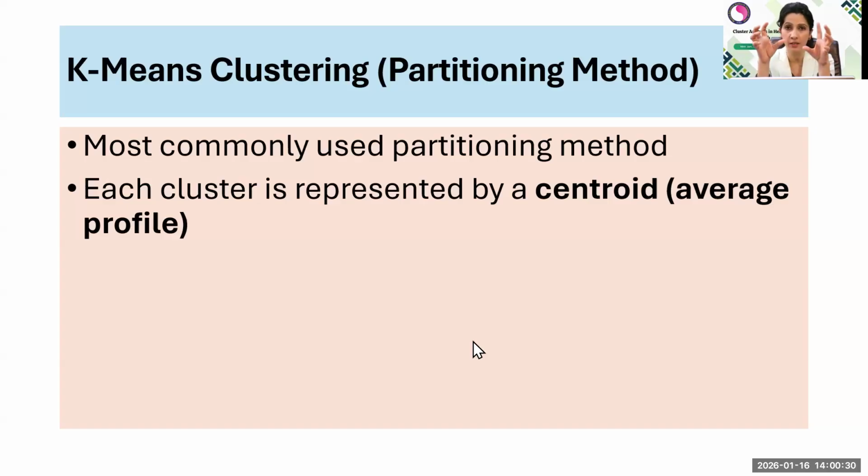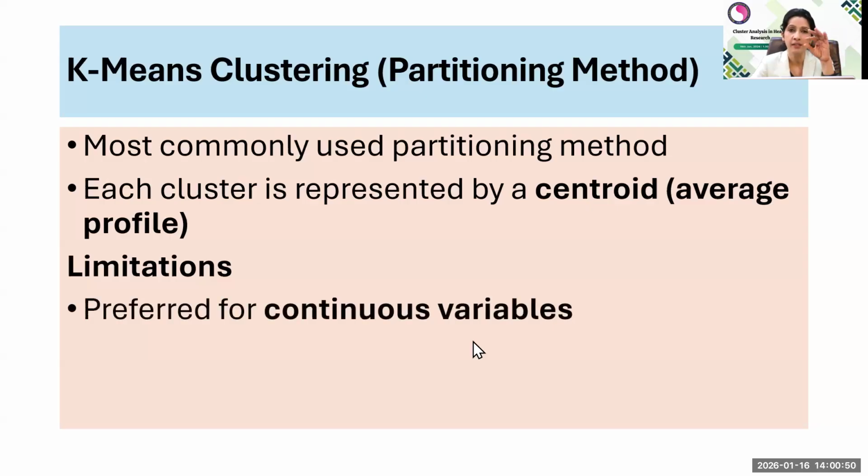We will see what a centroid is, but for now, to measure distance, we take a centroid, which is like the average of all the variables in a particular group. That is known as the centroid. But it has some limitations, because generally k-means is for continuous variables. Of the two methods, k-means and hierarchical, it works only if your data is continuous.